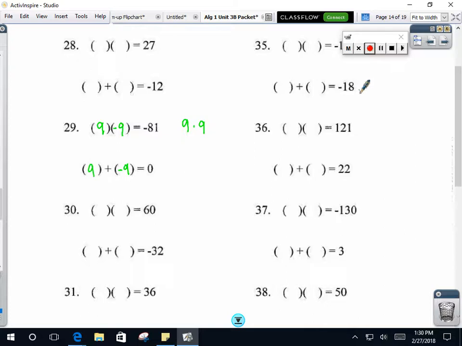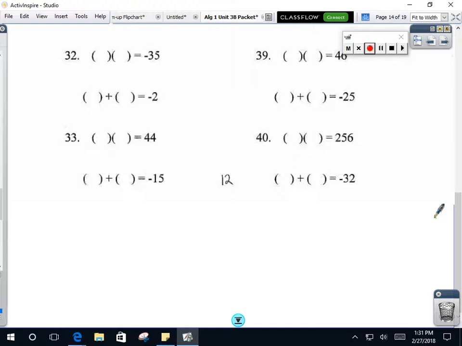Okay, what numbers multiply to 121? 11 times 11, and those numbers will also add to 22. All right, what numbers multiply to 256? Right, 16 times 16, but they need to add up to be a negative 32, which means both of them need to be negative.